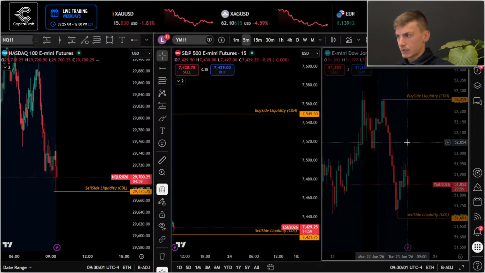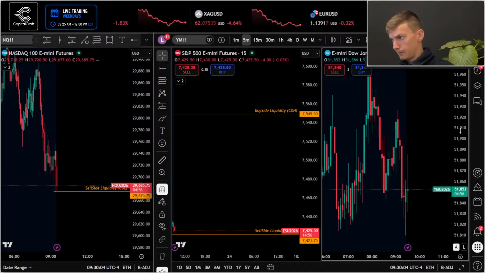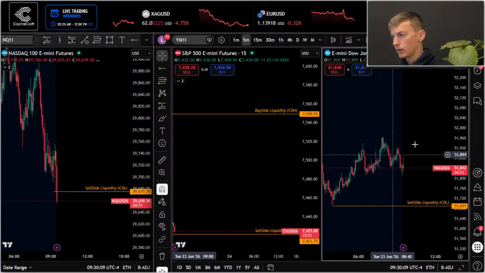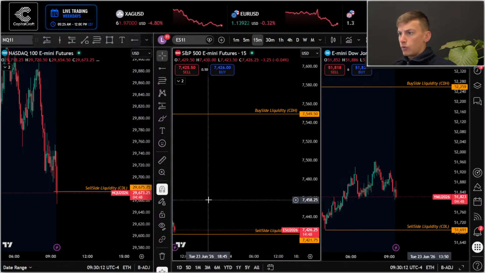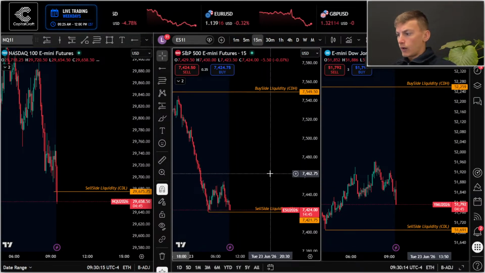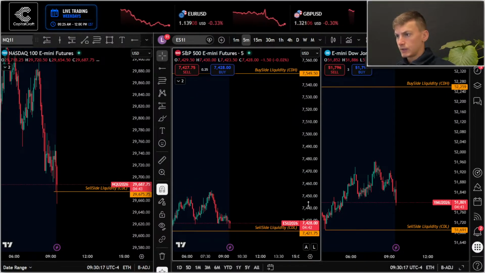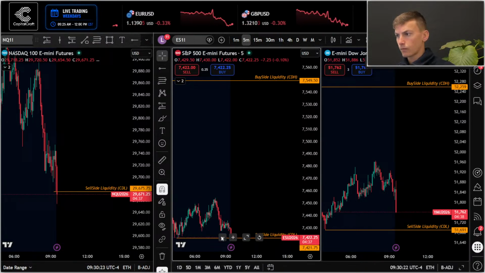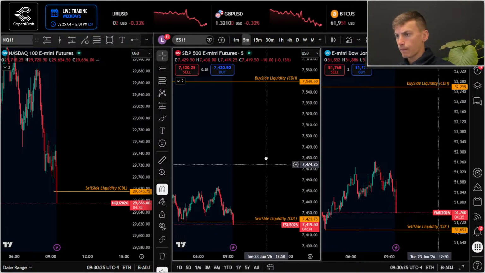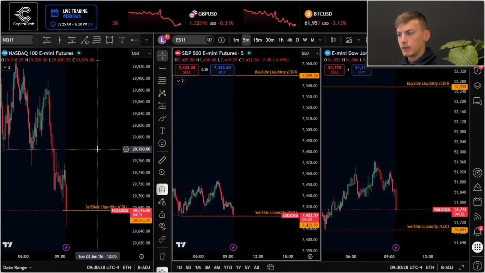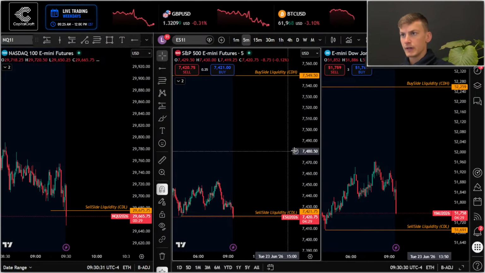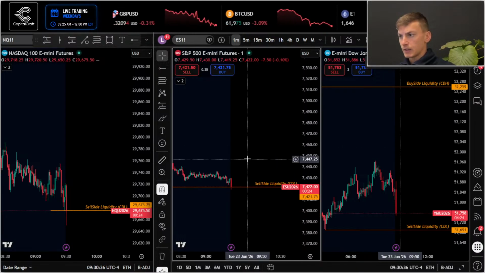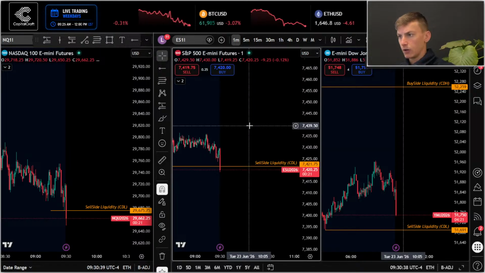Right, so we have buy side and sell side for both of our pairs. Now all we want to do is essentially wait for the market to open, which it already has. Right, so there you go. We've got all our specific levels highlighted for us. There we can see that the S&P 500 has already taken it out. Likewise, the Nasdaq. So Nasdaq and S&P have just taken out current day low.